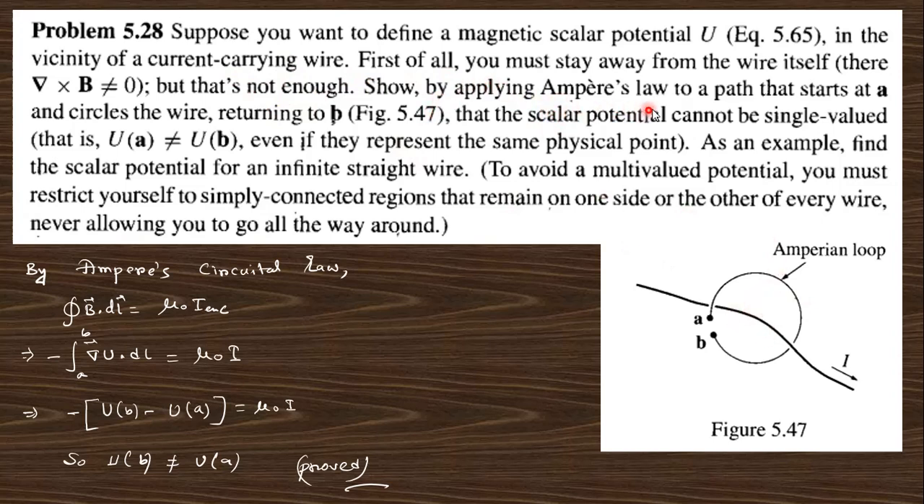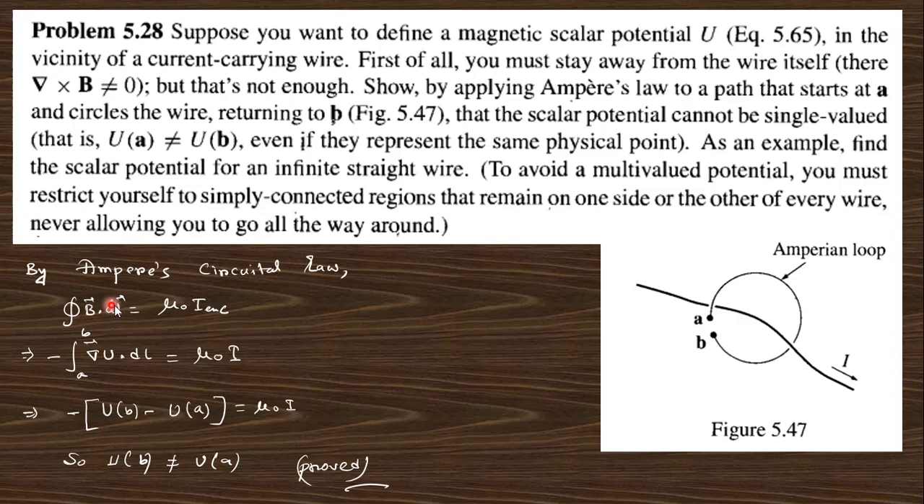So by applying Ampere's law to a path starting at a, circling the wire and returning to b, as in this figure, the scalar potential cannot be single valued, even though a and b represent the same physical point. So the scalar potential cannot be single valued, and this must be taken into account. As an example, consider the scalar potential of an infinite straight wire. Ampere's circuital law says this.